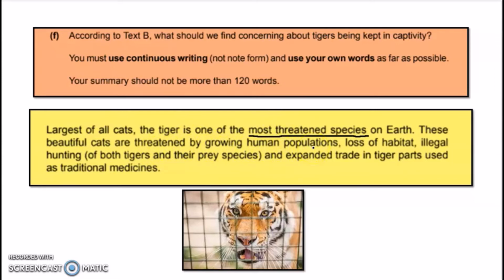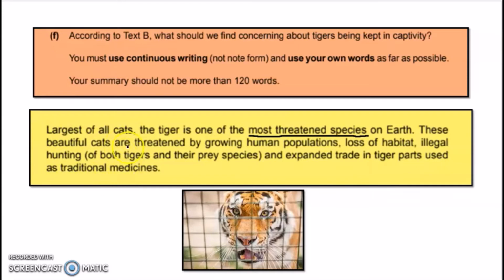The growing population means the population is on the increase, and loss of habitat. There is no place to live. Illegal hunting. People are hunting them, of both tigers and the prey species. Illegal hunting means it is not by the laws. And expanded trade in tiger parts. They are selling their body parts, which are further used for making medicines.